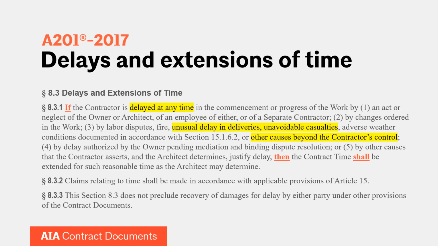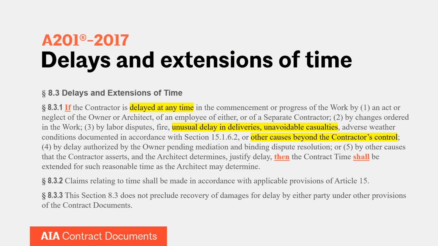One example that we've seen a couple of times in stories we've heard from contractors, architects and owners is Italian marble, right? Italian marble deliveries may not be happening at the right place or on time, so you may have an unusual delay in those types of deliveries. If the contractor is delayed by an unusual delay in delivery, for example Italian marble, this 8.3.1 would potentially come into play. An unavoidable casualty is a fancy term for accident. That may or may not come into play depending on the circumstances of your particular project.